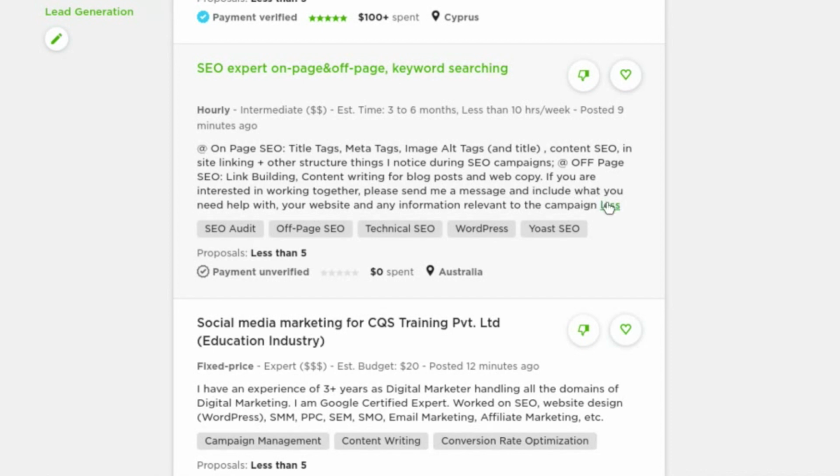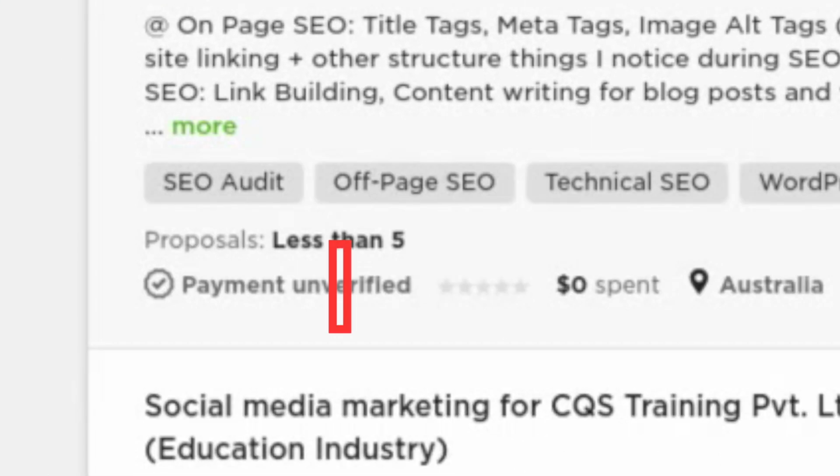Some people say it's not a good option to apply to payment unverified jobs, but I don't really agree with this because sometimes there are good clients who are new to Upwork and they don't want to verify the payment before they find the right freelancer. Besides, Upwork is not going to let anyone hire a freelancer without making their payment verified. So you can rest assured that you are not going to be lied to unless you work without a contract. So don't limit your chances.